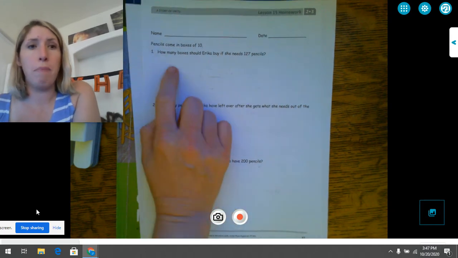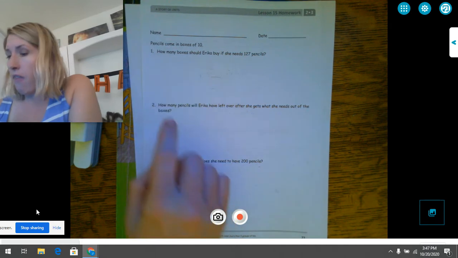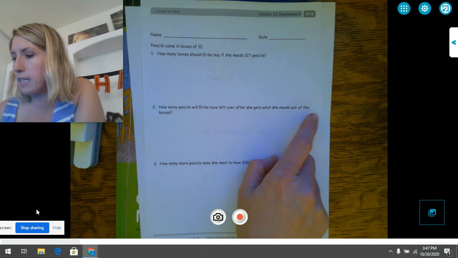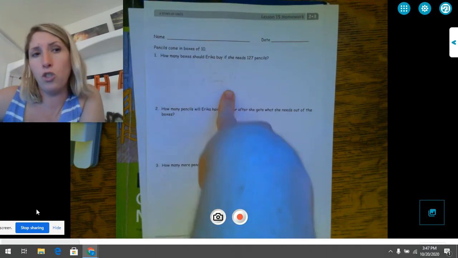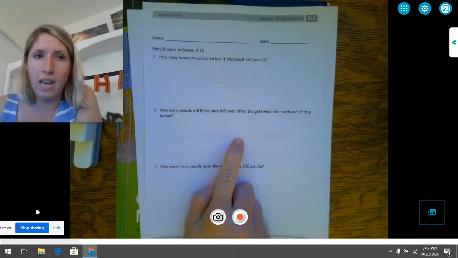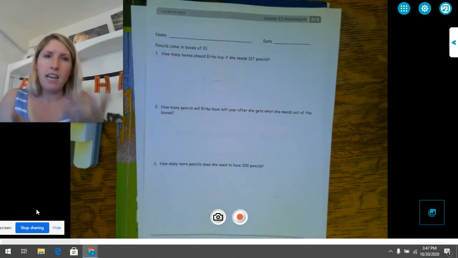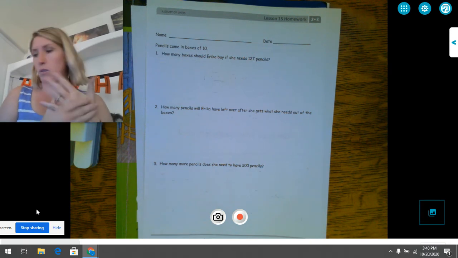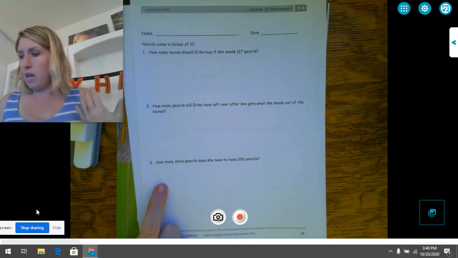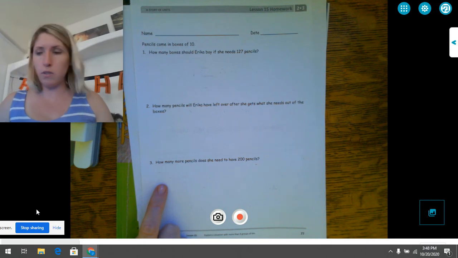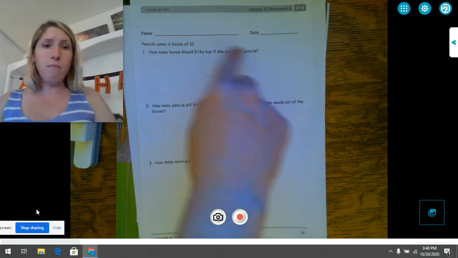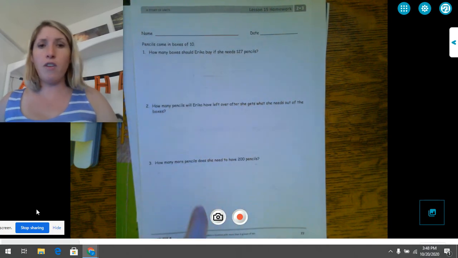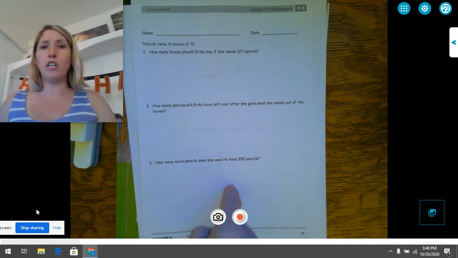You can draw a picture like I did, and then write a sentence. How many pencils will Erica have left over after she gets what she needs out of the boxes? So here you're going to figure out how many boxes she needs to buy. And then this question is, after she buys that many boxes, is she going to have some extra pencils left over, or is she going to have exactly 127 pencils? How many more pencils does she need to have 200 pencils? So you're going to take this number, whatever her pencils added up to for these boxes, and figure out how many more she would need to have 200 pencils.